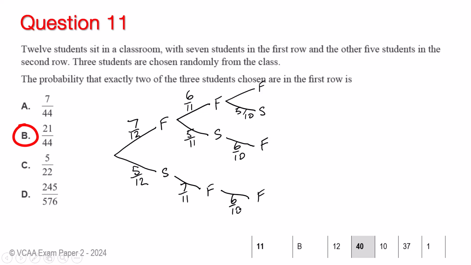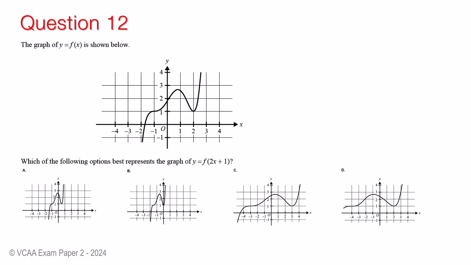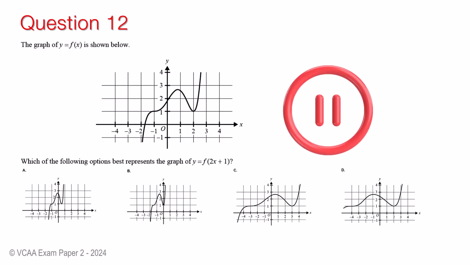Thinking back to tip number 1, look at the proportion of students that selected option D. What mistake do you think they were making? Question 12. This is the type of question designed to negate the use of your calculator. Press the pause button and give the question a try.